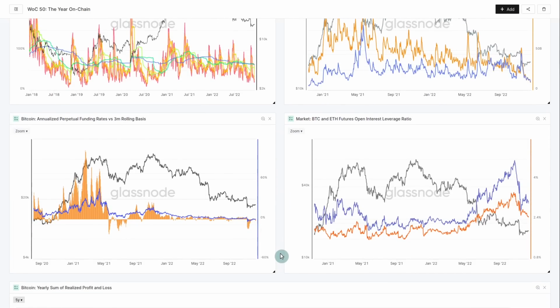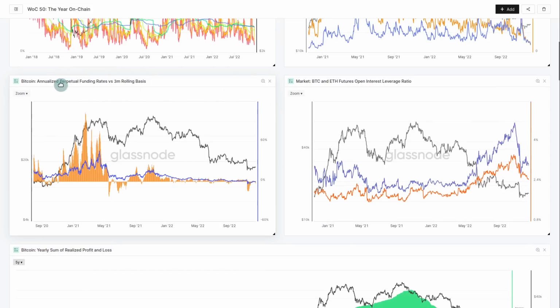Now, sticking with the whole concept of leverage and futures markets, we've got two charts here. This one is the annualized perpetual funding rates versus 3-month rolling basis. That's a bit of a mouthful. What we're looking at here is how much is the interest rate or the premium that traders are locking in with futures markets. Positive values means that if for perpetual swaps at least, if you are long, then you have to pay an interest rate to those who are short.